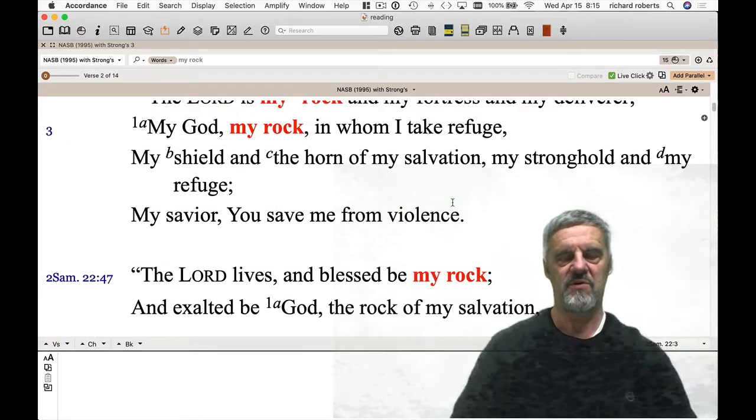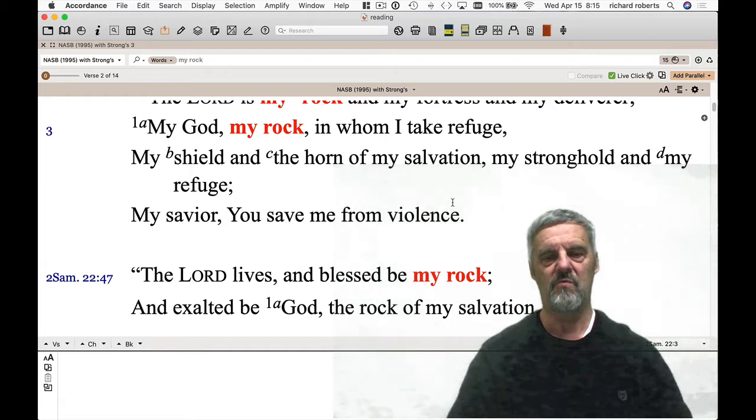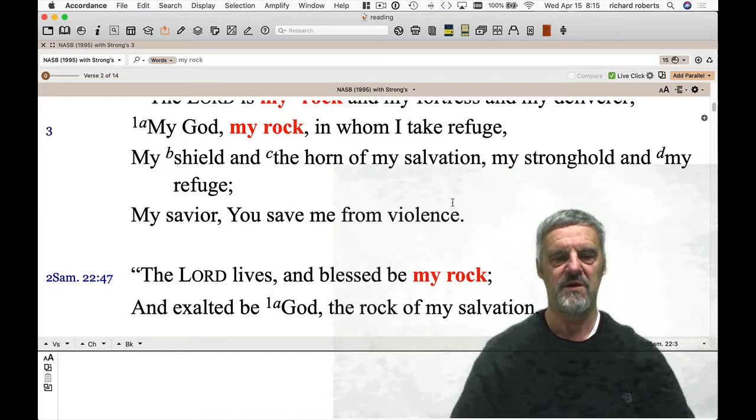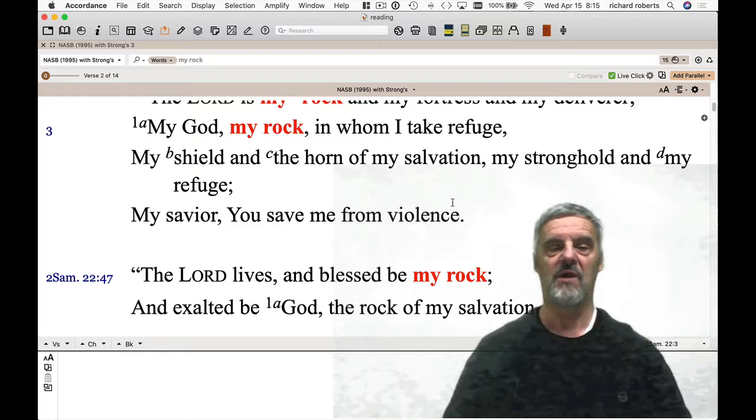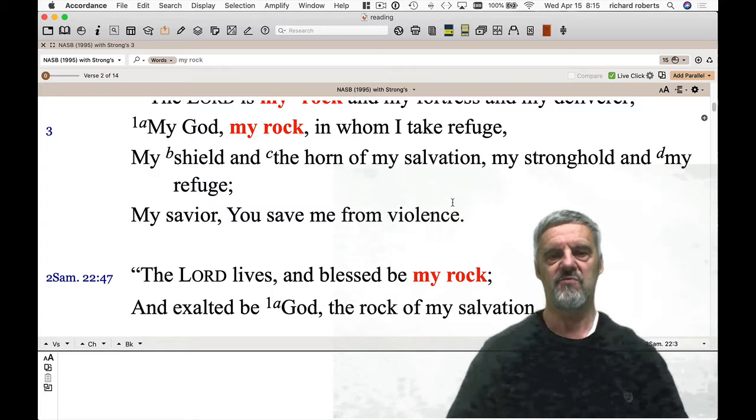So when we look at this imagery of the rock and it's applied to the Lord in the book of Psalms, the Lord is being described and declared to be a protector, a refuge, one to whom you can run for protection, one to whom you can run and be concealed from your enemies. That's who the Lord was to David. He experienced it in his own life when he had to run to the rocks to hide from King Saul, and the Israelites ran to the rocks to hide from their enemies.